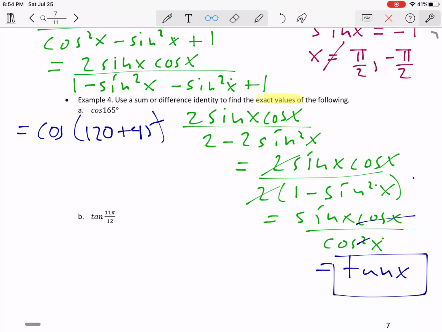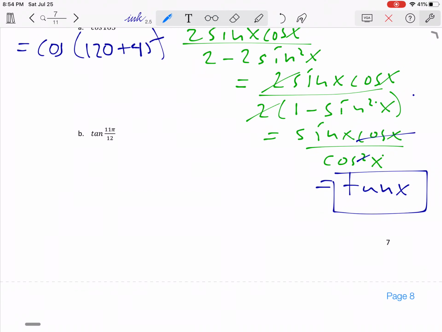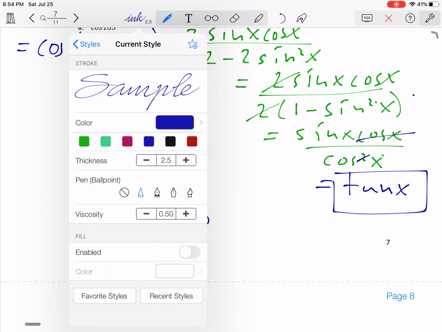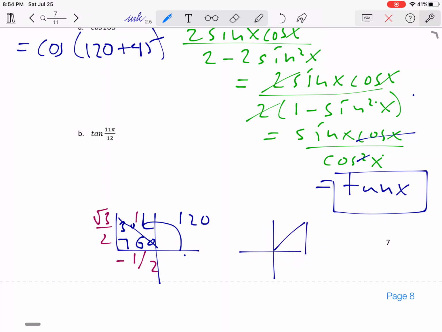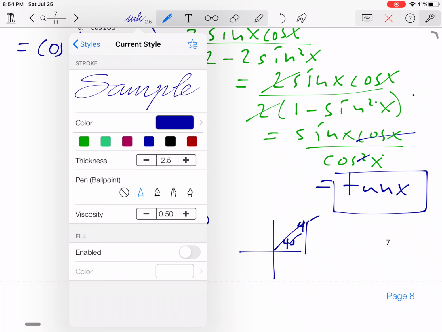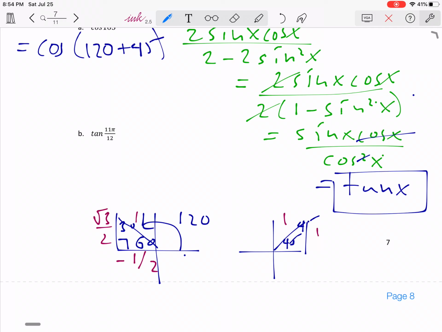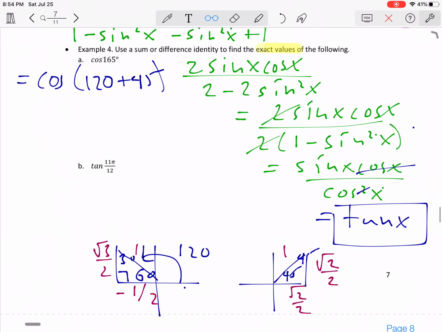Okay, so let me just show what the triangles are. For that 120, this is going to be 60 degrees, 90, and 30. And that's going to give you negative 1/2, because it's negative since your x is to the left, root 3 over 2, and 1. And then your 45 is going to be 1, root 2 over 2, and root 2 over 2. Okay, so this is what I mean by special triangles. And these now I'm going to use first.